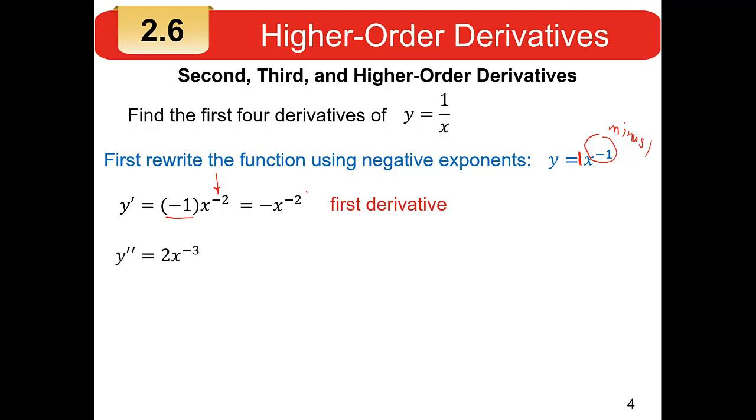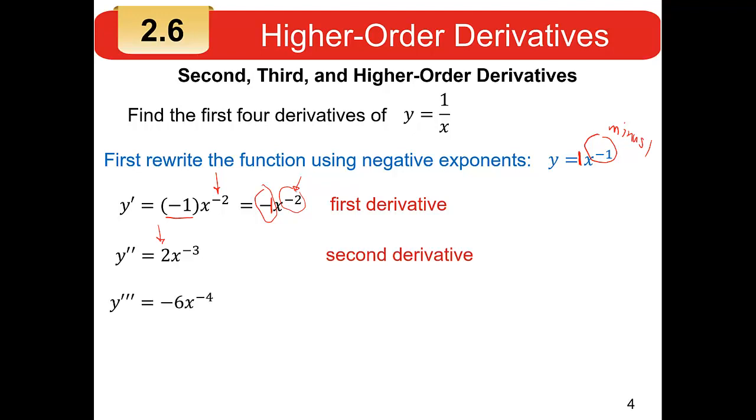The second derivative is just the derivative of the derivative. So if you think of this minus as being a minus 1, the power rule says you take the exponent multiplied by the coefficient, so a negative times a negative is going to be positive, so you get positive 2, and then again you reduce the exponent by 1, so minus 2 becomes minus 3. Again, WebAssign is perfectly happy with that answer. If you want to rewrite that as 2 over x cubed, that's fine as well. In any case, that's your second derivative.